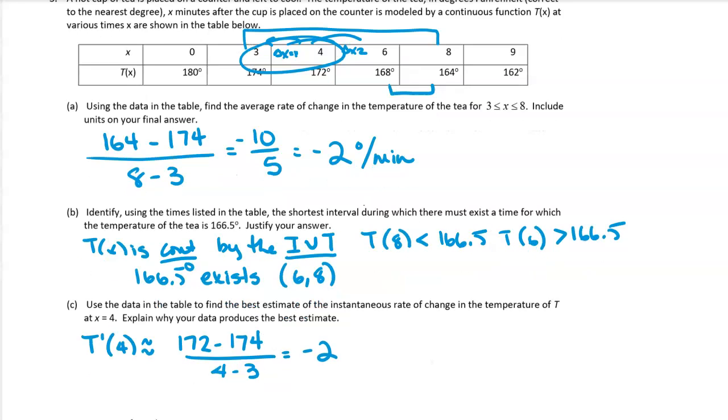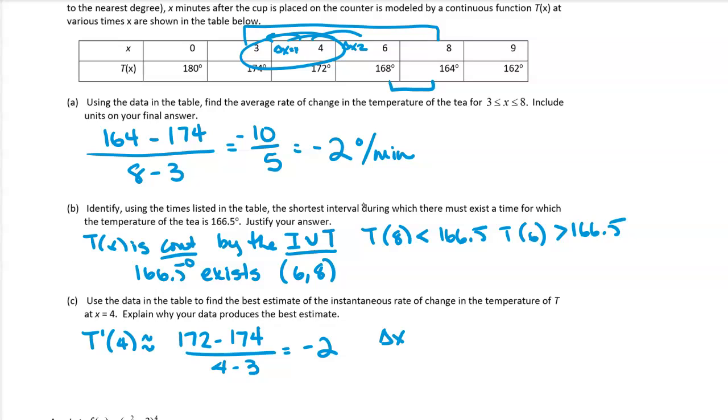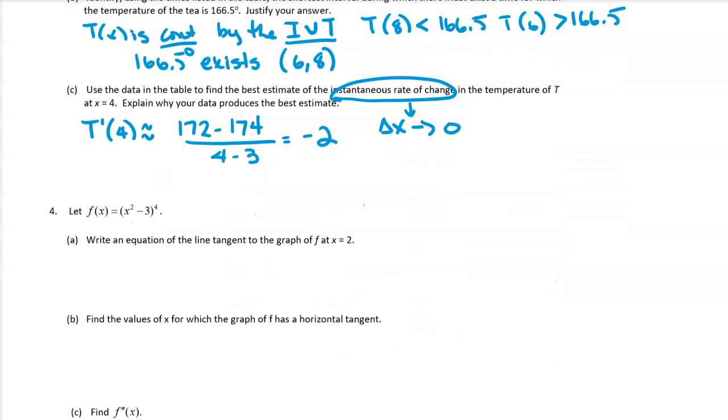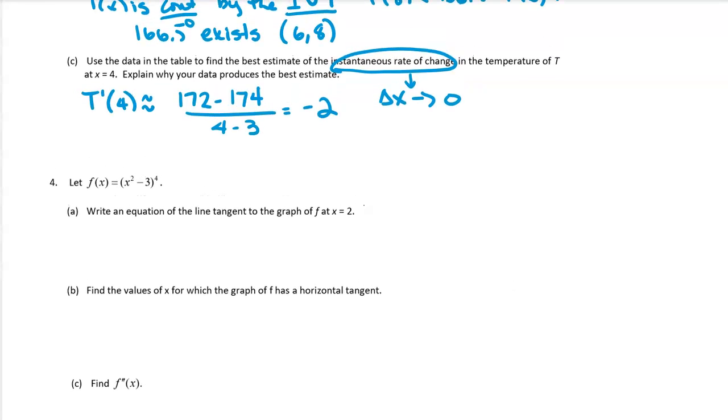And why? Because my change of x is approaching 0. That's as close to 0 as I could get. Some of you talked about the smallest interval, but again, we're talking about derivative here when we say instantaneous rate of change, and this describes what we want for a derivative to be a good estimate versus just a random estimate. I thought this last question was pretty straightforward.